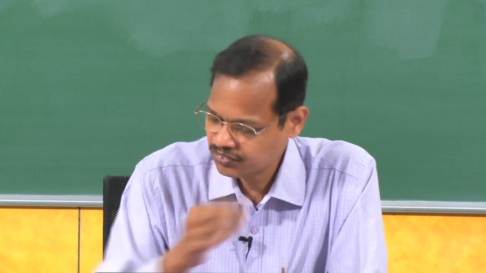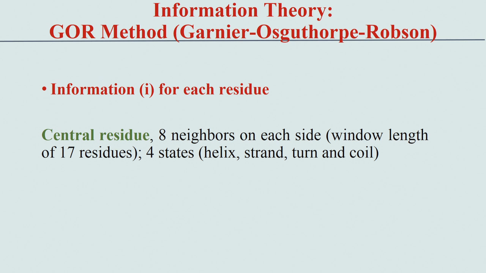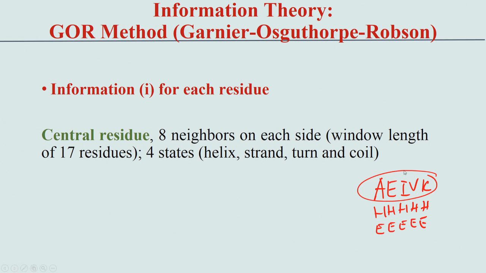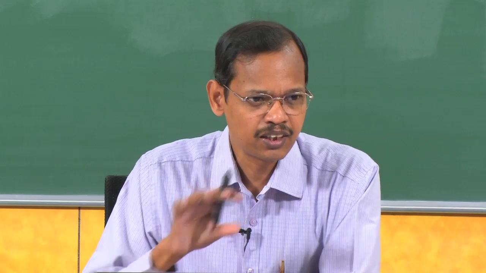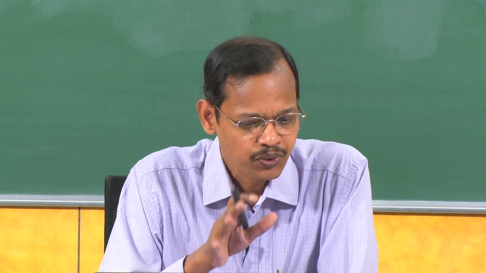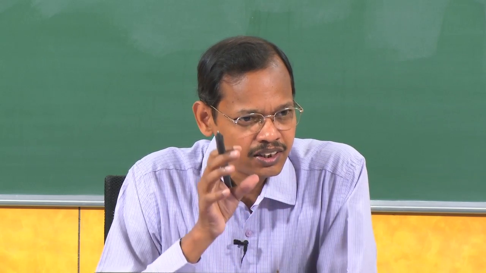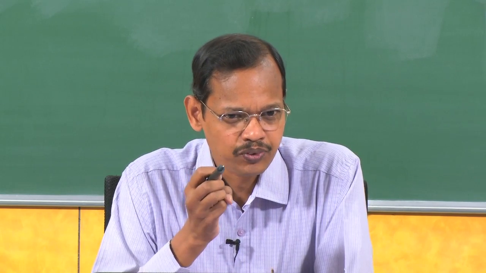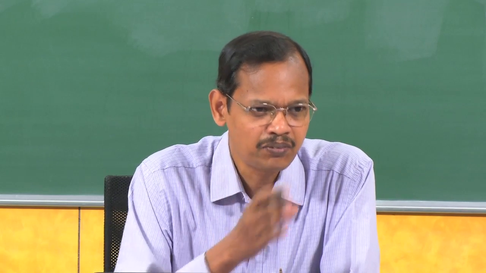For example, if you see a segment A, E, I, V, K, it can be in a helix, and it can also be in a strand. In this case, if you use this segment, the high propensity in helices and strands can be difficult to distinguish. So, Garnier tried to get the information for the central residue as well as the residues occurring nearby the central residue.